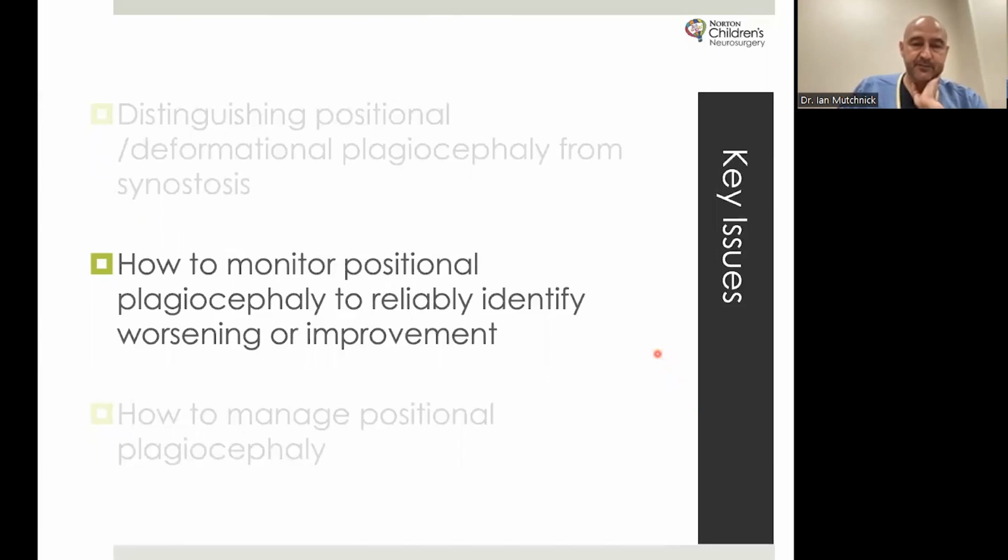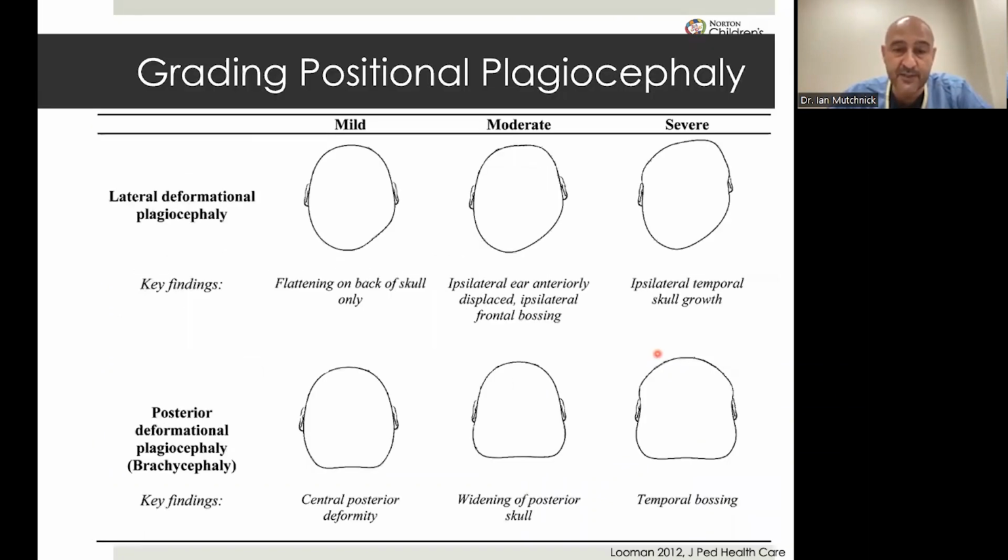How do you monitor positional plagiocephaly? I actually don't do this anymore because I sort of reassure the patients and send them on their way, tell them to call me if anything changes. But you may choose to do this. Here is a grading scale.